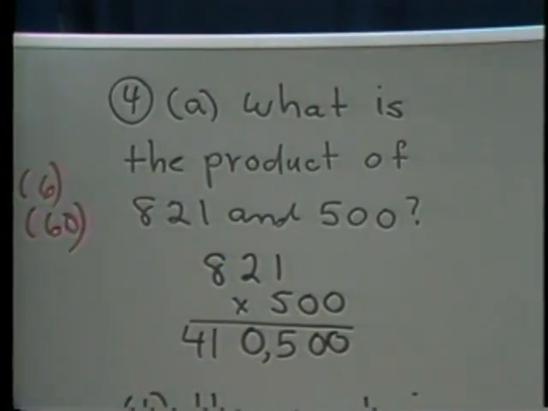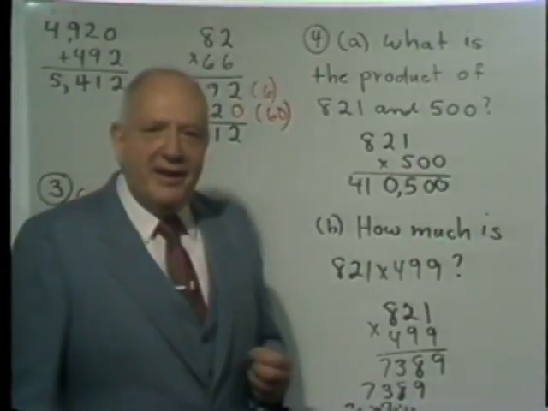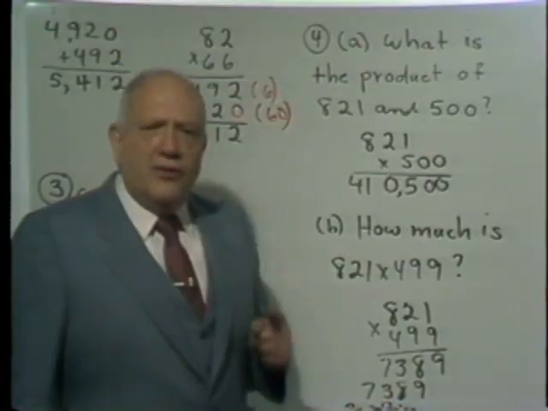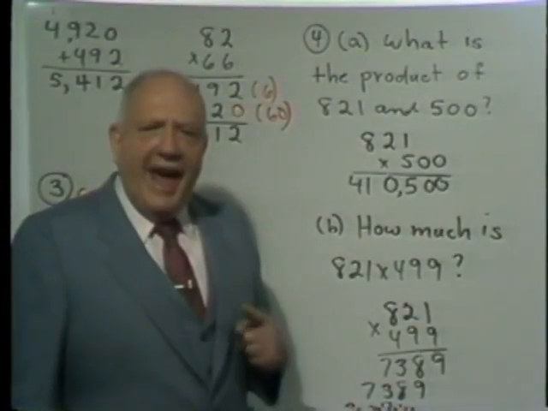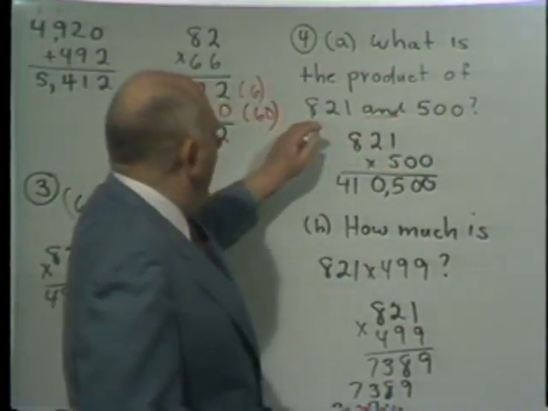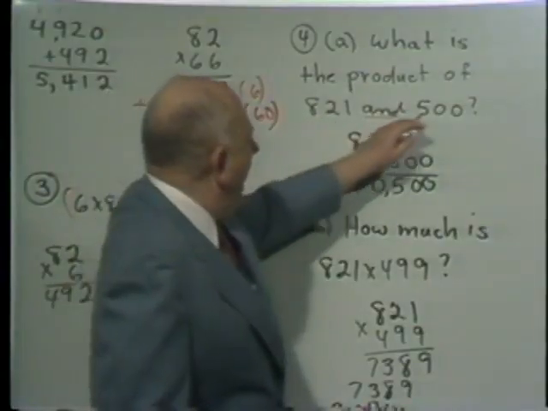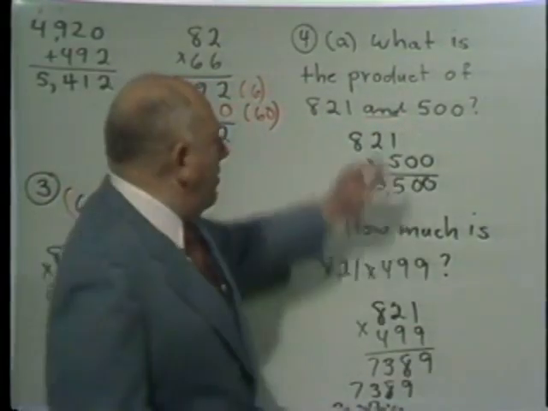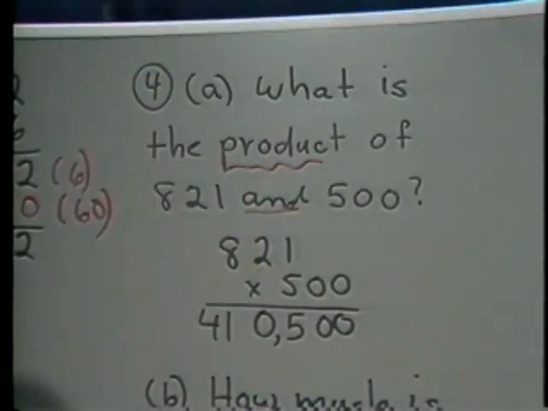See, part A of problem 4 says, what is the product of 821 and 500? By the way, I should warn you about a very common mistake that students sometimes tend to make here. A lot of times in elementary school, we're taught to look for addition whenever we see the word and. And a lot of times, the student sees the word and over here, and they say, oh, I know, 821 and 500 is 1,321.